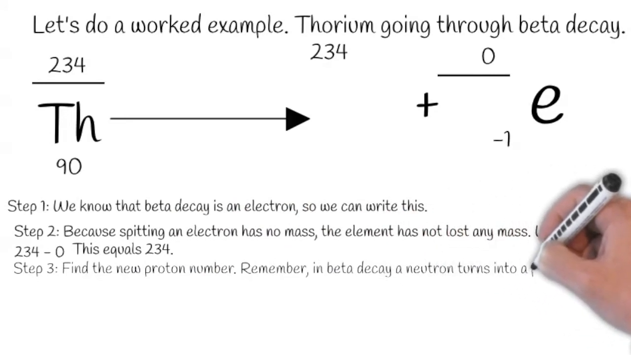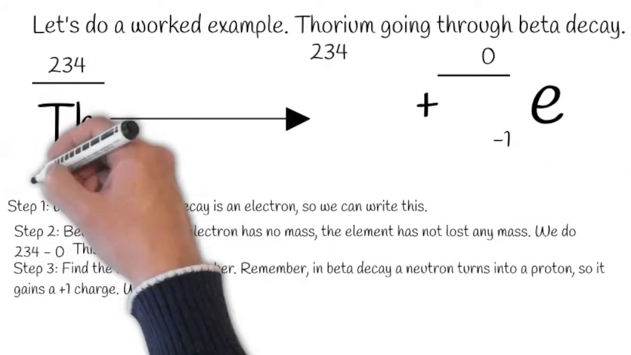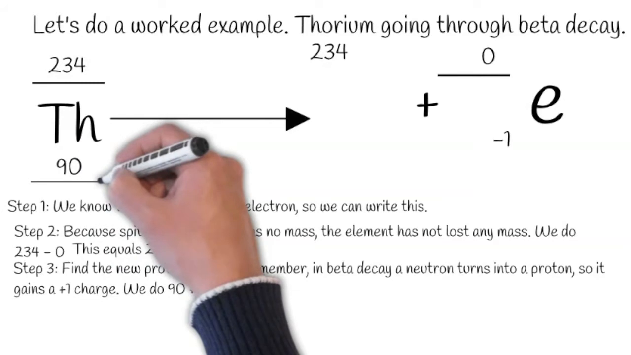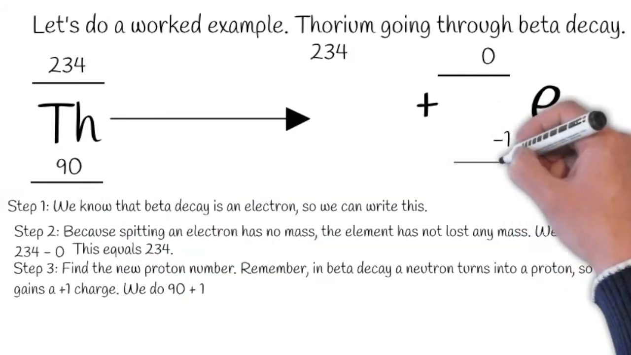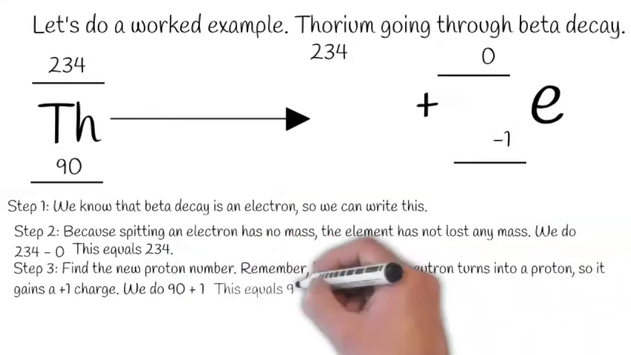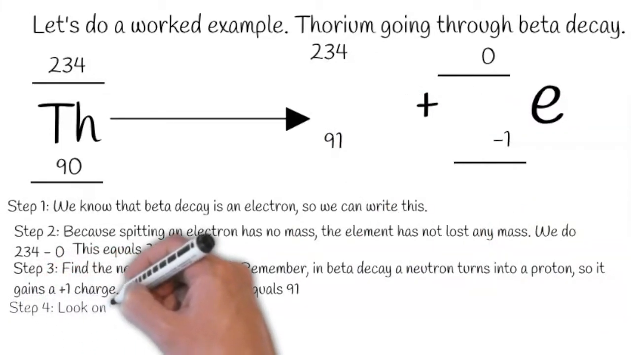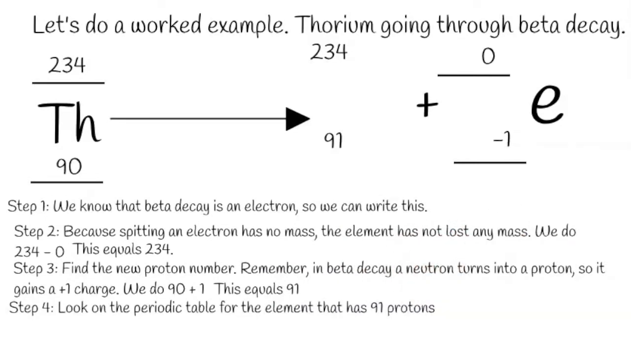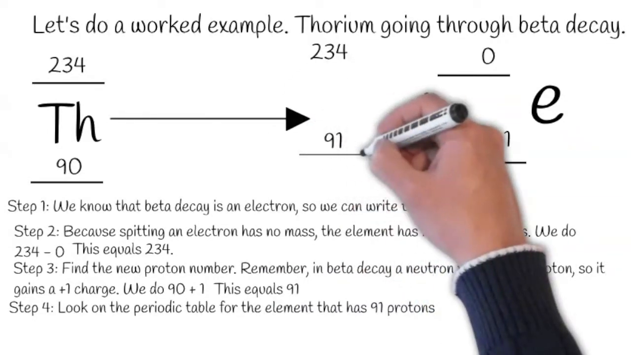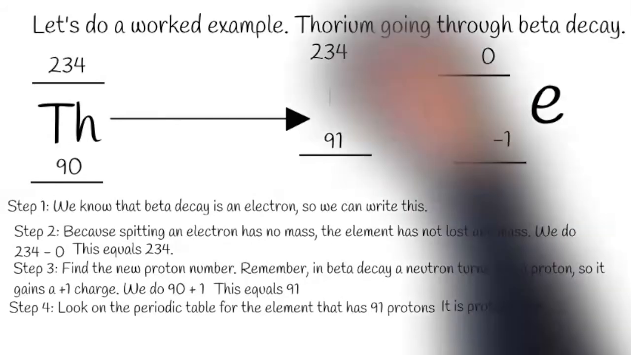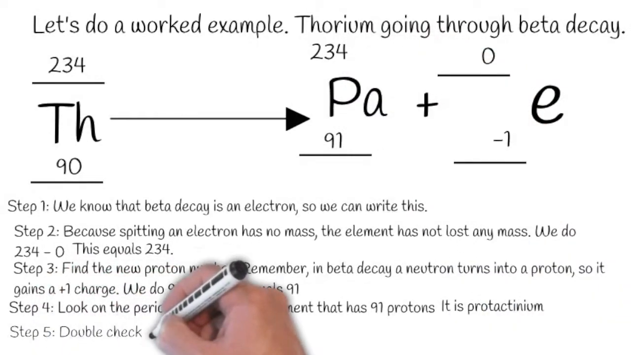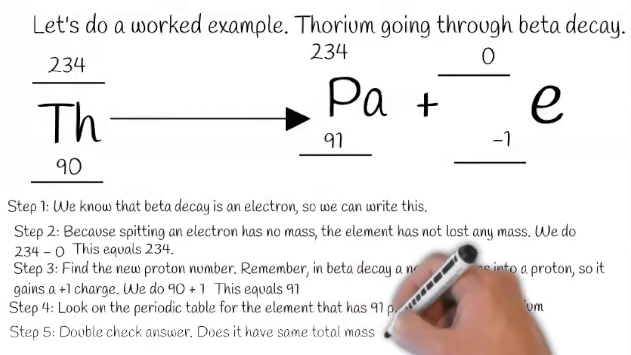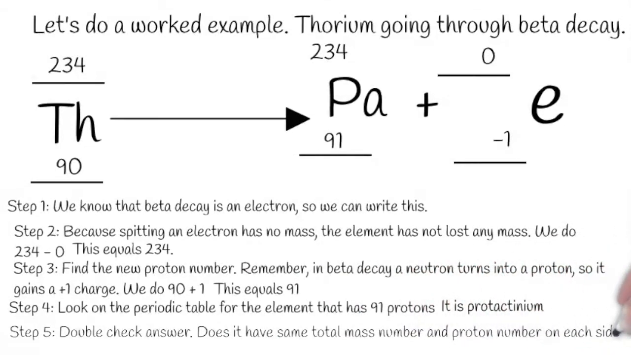Then we've got to find the new proton number. Remember, in beta decay, a neutron turns into a proton, so it gains a +1 charge. So we do 90 plus 1 and it will equal 91. Then we need to look on the periodic table for the new element that has 91 protons. It's protactinium. Then we need to double check the answer. Does it have the same total mass on each side and the same proton number on each side? Yes, it does. Therefore, we must be correct.